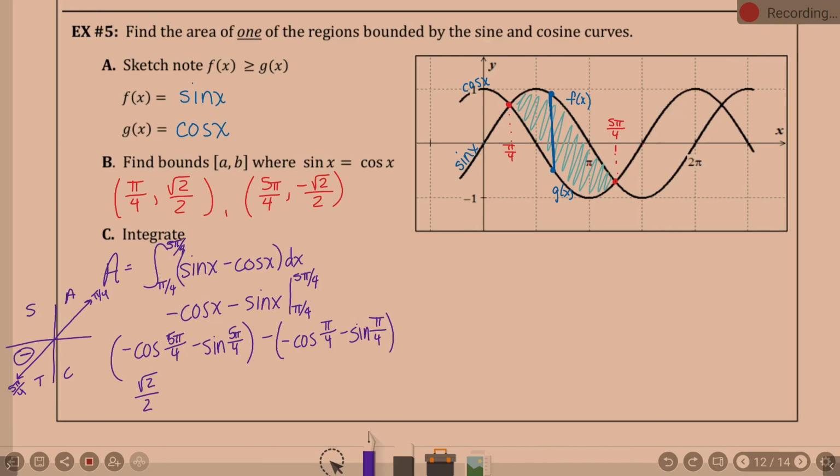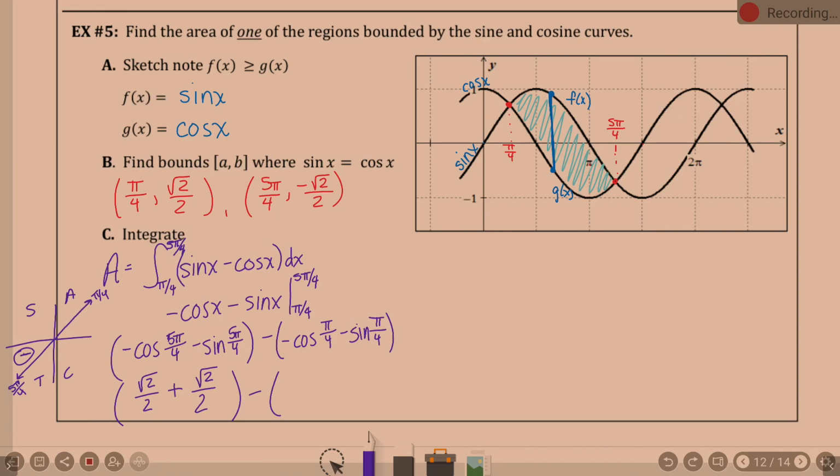Now, over here, sine of 5 pi over 4 is also square root of 2 over 2. It's the minus sign, and what do we know about sine down in quadrant 3? So it's going to become a plus. Okay, we got that one. I'm just going to leave the minus signs in between right now. Negative cosine of pi over 4.